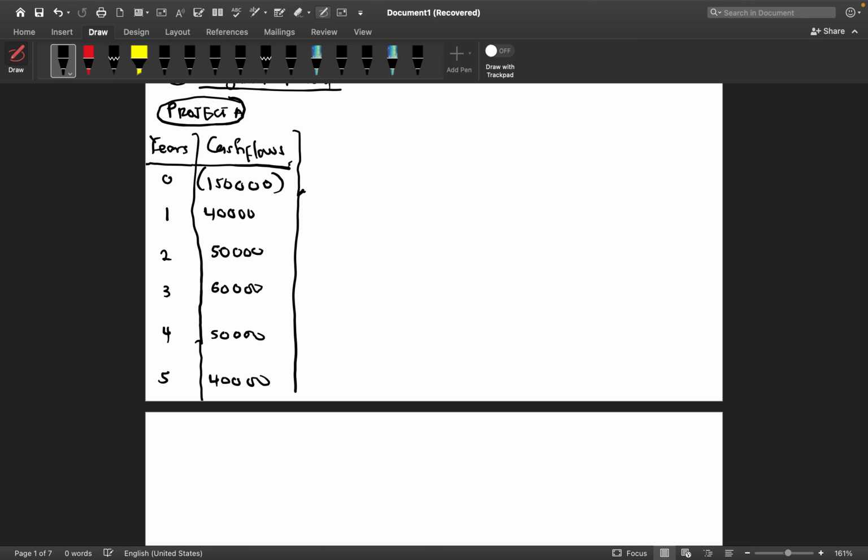So after the cash flows column, the next column we create is what we call the cum cash flows. Cum here stands for cumulative.